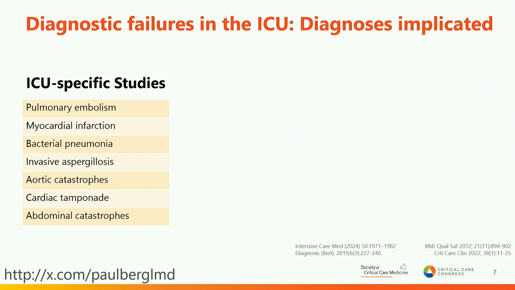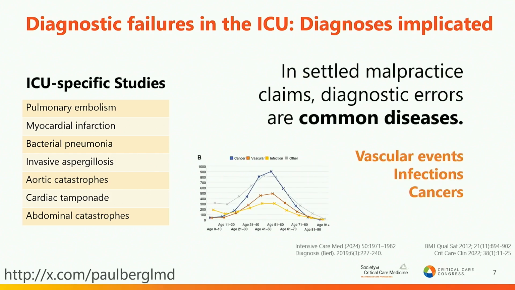Similarly, again, if you look more broadly at settled malpractice claims, diagnostic errors are in common diseases. These are called the big three by experts in the field of diagnostic error. And two of these three categories, again, are things that are probably happening in 80% of patients in any ICU on any given day. Vascular events like stroke, myocardial infarction, pulmonary embolism, and infections.